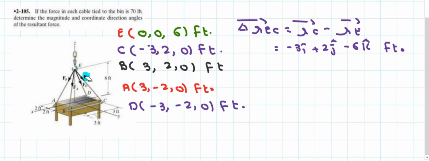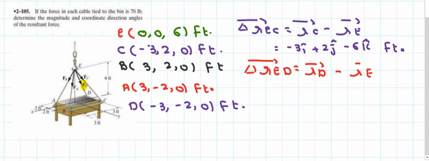Now, what about the position vector of FD? Same as REC. The head of the FD force is directed towards the point D. It means that point D is the final point and point E is the initial point. So the position vector of these 2 points is written as delta RED, which is equal to RD minus RE. The location of RD is negative 3i with negative 2j, and the location of RE is nothing but negative 6k foot.